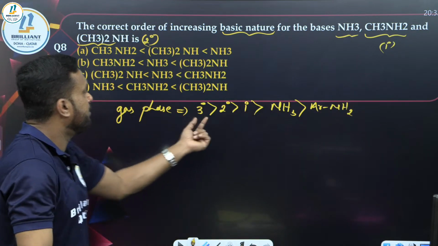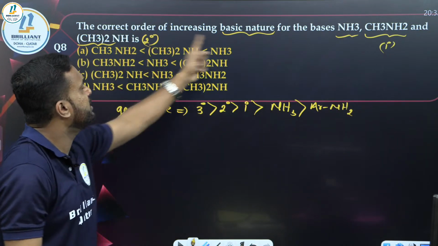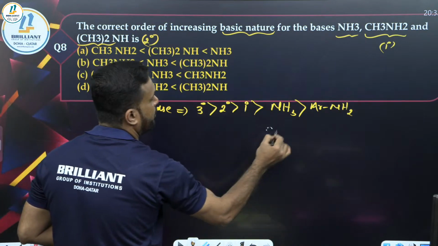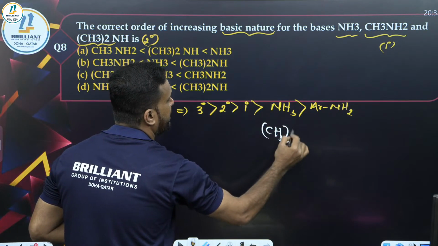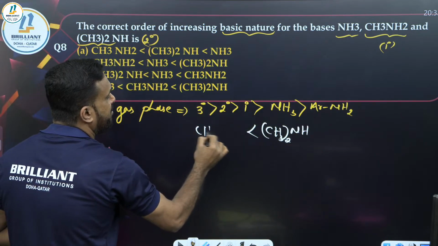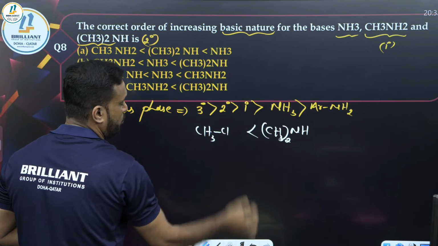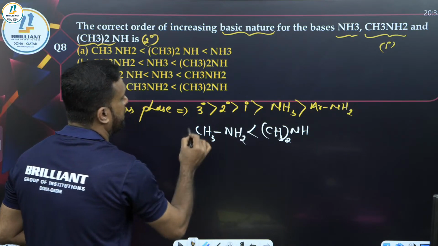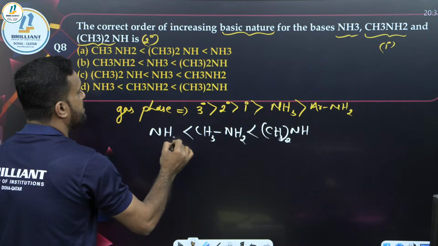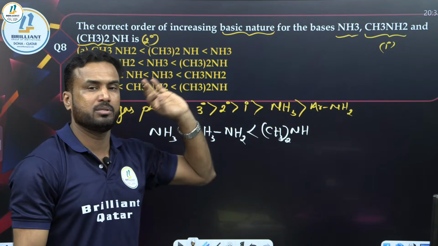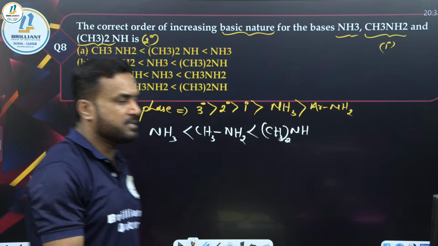So which is the most basic among these? Secondary is greater. Increasing order means you should write the secondary last, so we have (CH3)2NH as the most basic among the given. Then the primary will come, CH3NH2. After that the least one is ammonia. I think the correct option is D, NH3 less than this one, less than this one. So the easy one.